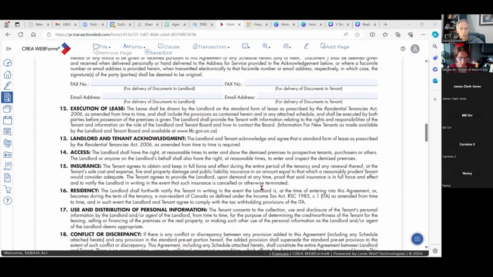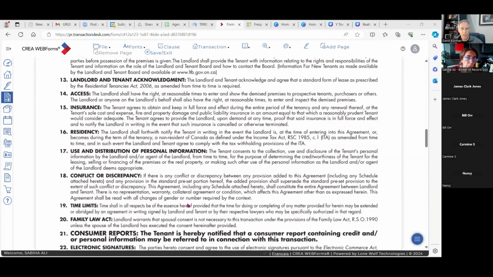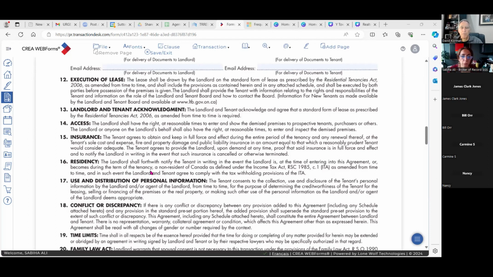So we do have that holdback. But in this scenario, we've got a landlord that becomes a non-resident. What the clause is, and it's clause 16 that Sabiha has put up here, is the residency clause that's in the pre-printed lease form.